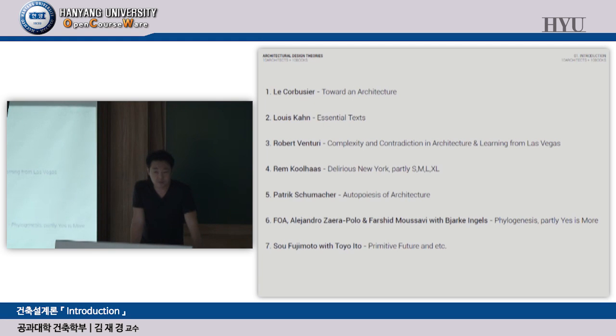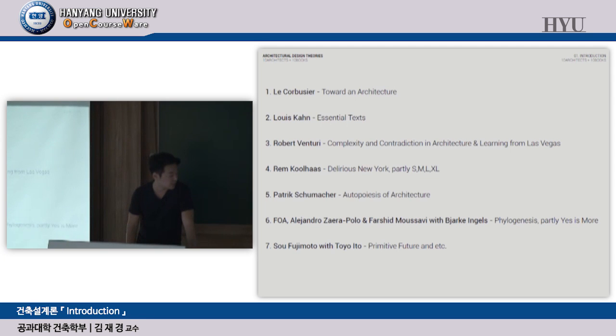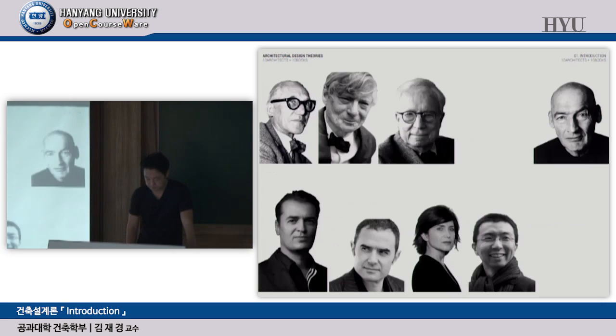It's not about his theory. It's more like a collection of his projects. But the first introduction of this book shows his thinking about architecture, and we can maybe assume his theory of architecture. And the last one, Sou Fujimoto, has some books, but honestly, I didn't read all the books he wrote. I just put Primitive Future for now, but we're going to look at more books about Sou Fujimoto, and also Toyo Ito.